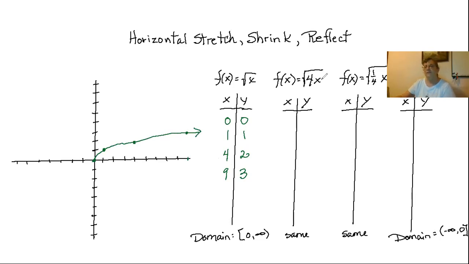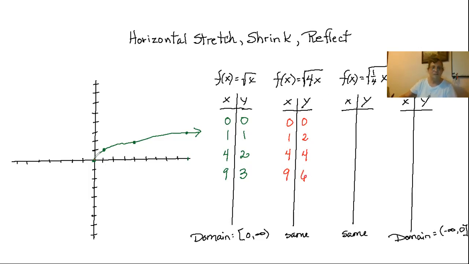What if we had the square root of 4x? The square root of 4x means multiply my x by 4 before I take the square root. So 0 is still going to be 0, but if I plug in a 1, 4 times 1 is 4, the square root of 4 is 2. If I plug in a 4, this is going to be the square root of 4 times 4 is 16, which is 4. If I plug in a 9, 9 times 4 is 36, square root of 36 is 6.